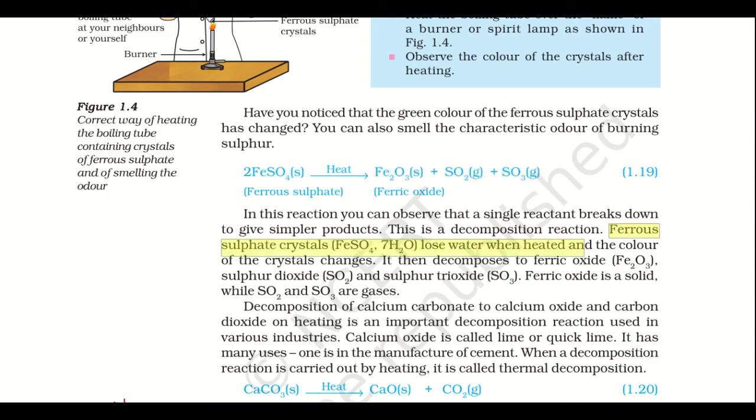Ferrous sulfate crystals lose water when heated and the color of the crystal changes. It then decomposes to ferric oxide, sulfur dioxide, and sulfur trioxide. Ferric oxide is a solid, while sulfur dioxide and sulfur trioxide are gases.